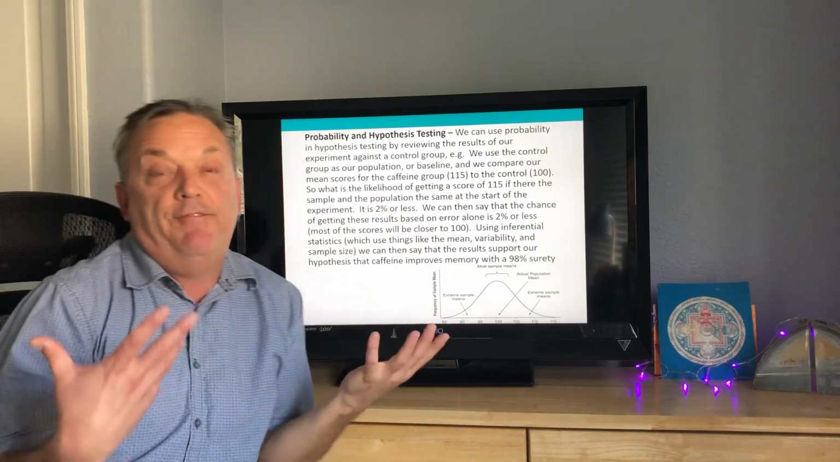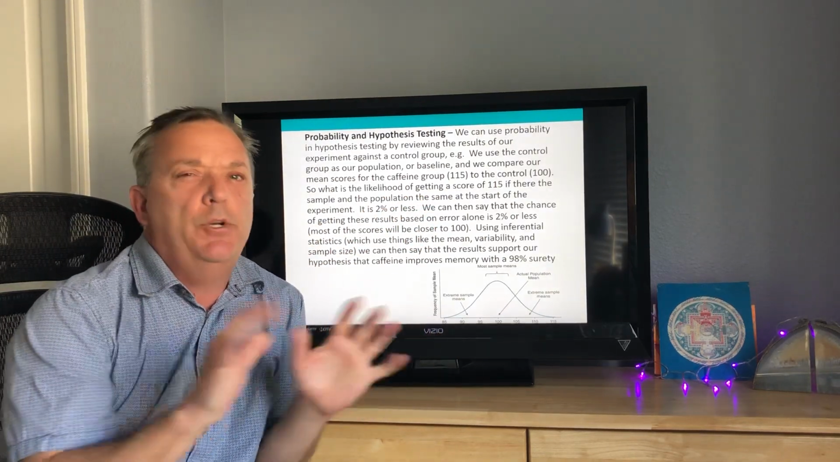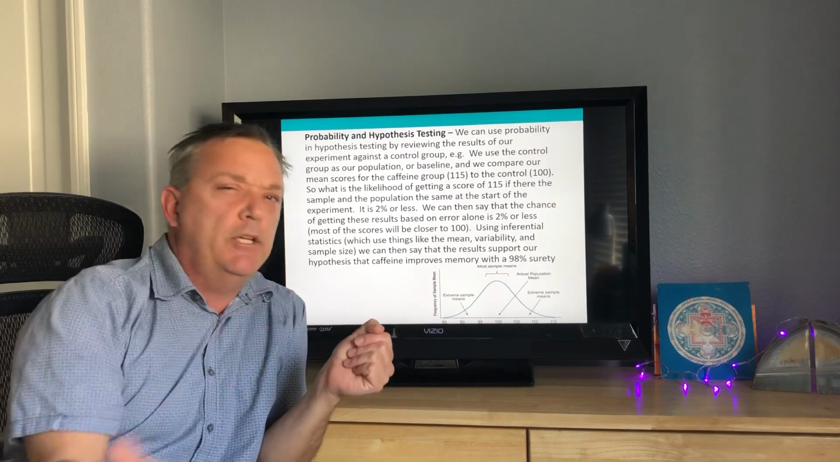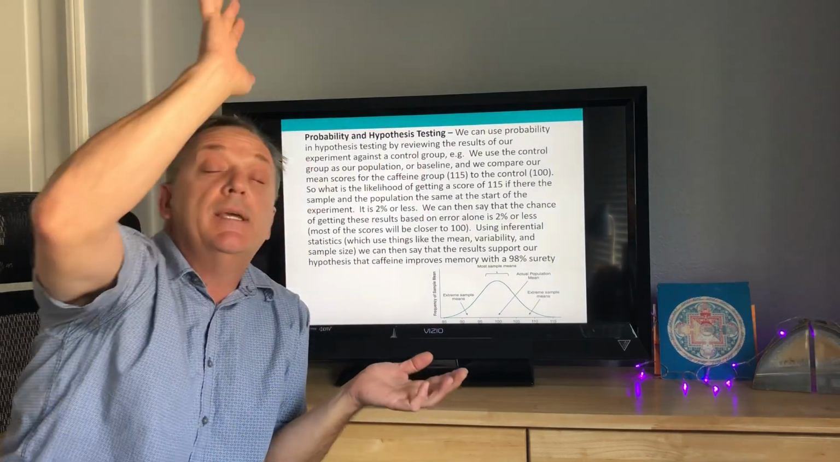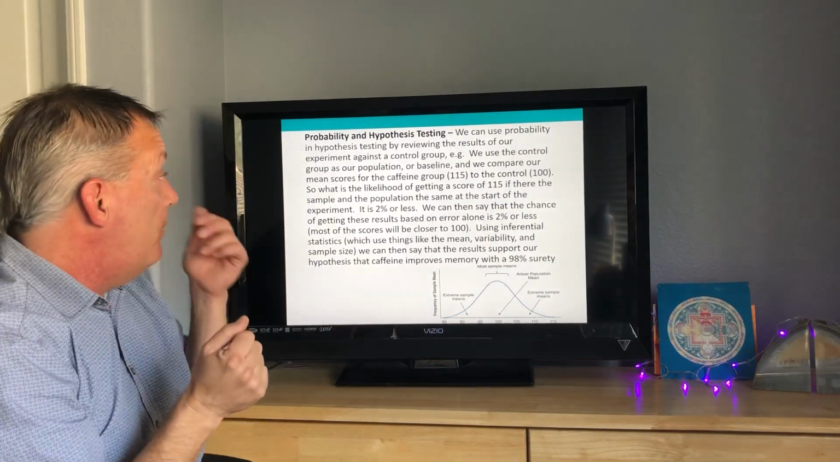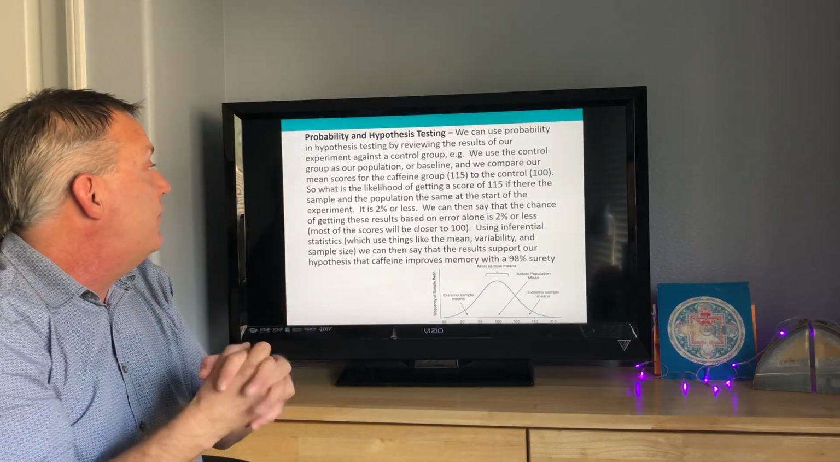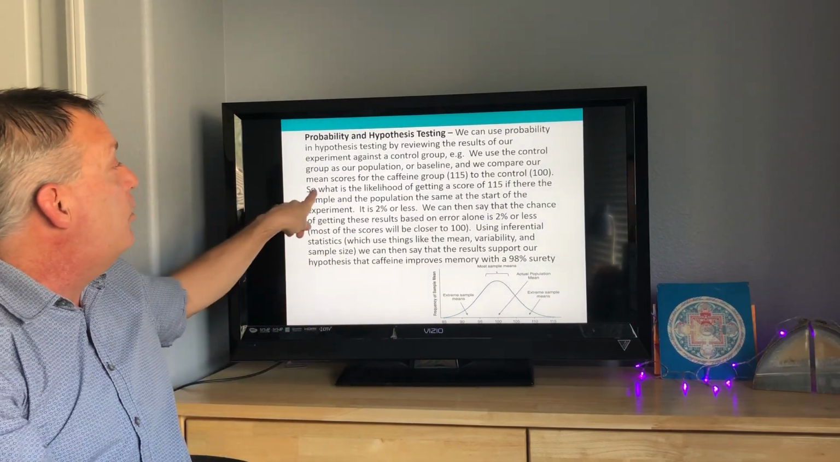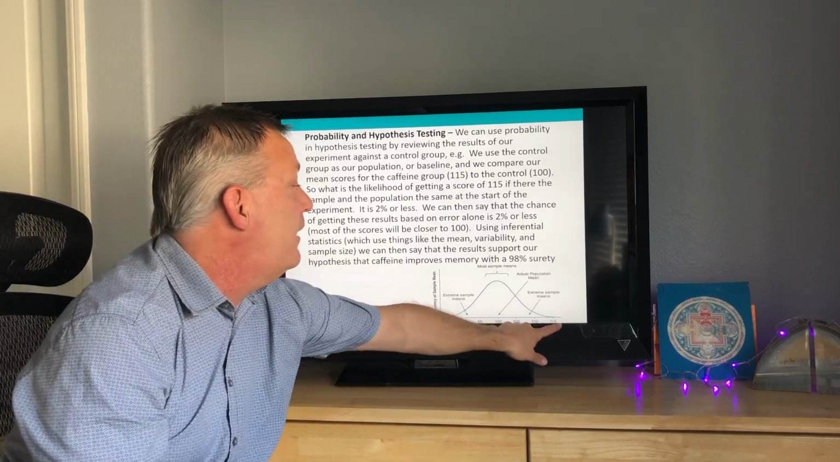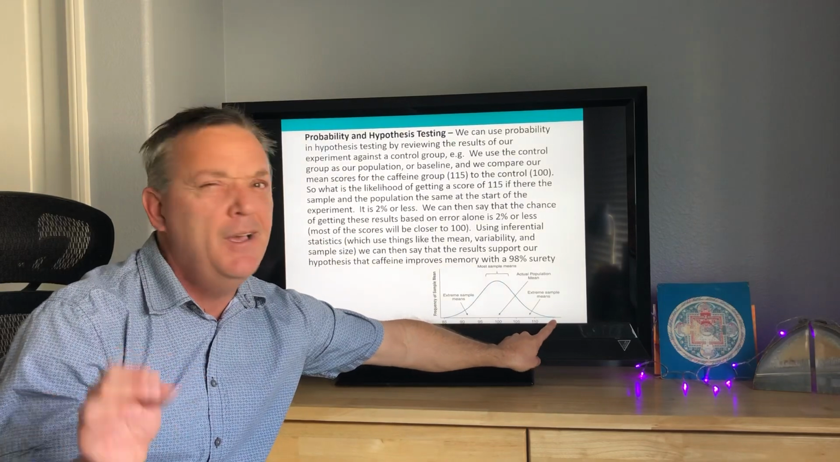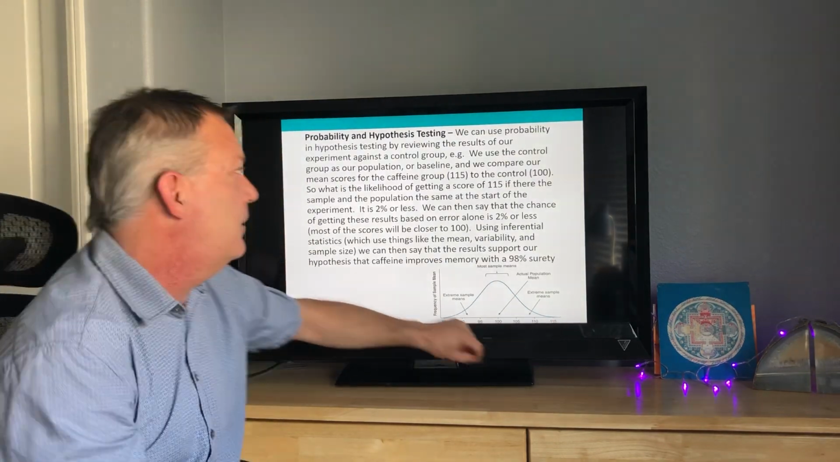So let's say our caffeine group, we did great sampling, and so we don't have to worry about sampling error because we did great sampling, or don't have to worry as much, right? And we had a really big sample size, let's say, in this experiment, so we don't have to worry as much about sampling error. So then you'd say, well, what is the likelihood of getting a score of 115, right? Way over here. And remember what we determined that was? Not very likely, right?